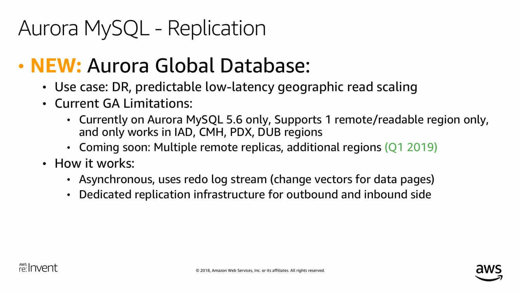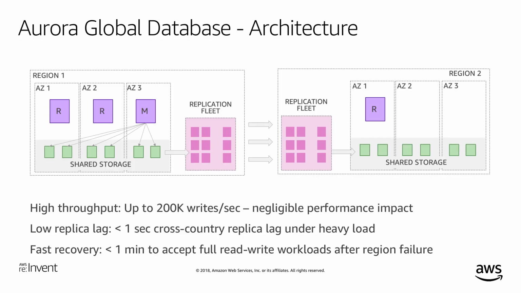How it works is an asynchronous redo log stream and dedicated replication infrastructure for the outbound and inbound side. If you look at this slide, you'll see that we keep replication fleets on both sides. If you're familiar with our master endpoints and reader endpoints for Aurora, it's going to work the same way. It's going to provide a high write throughput of 200,000 writes per second, with a negligible performance impact across availability zones. It's going to have a low replica lag of less than 1 second cross-country replica under heavy loads.